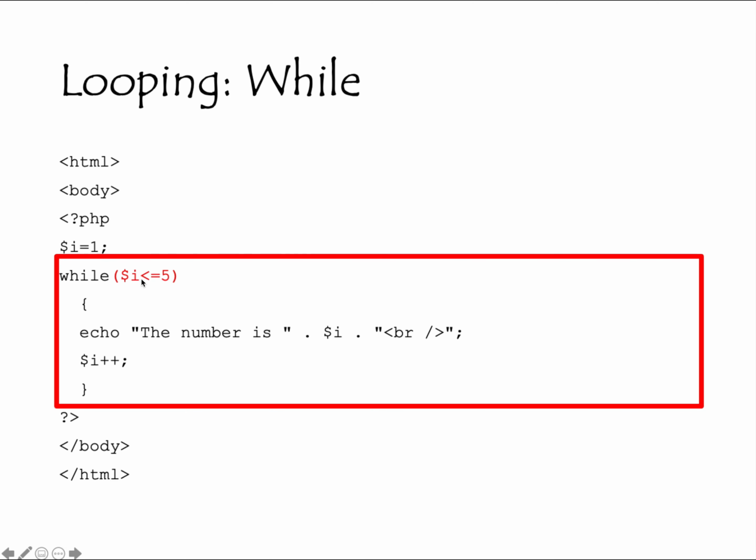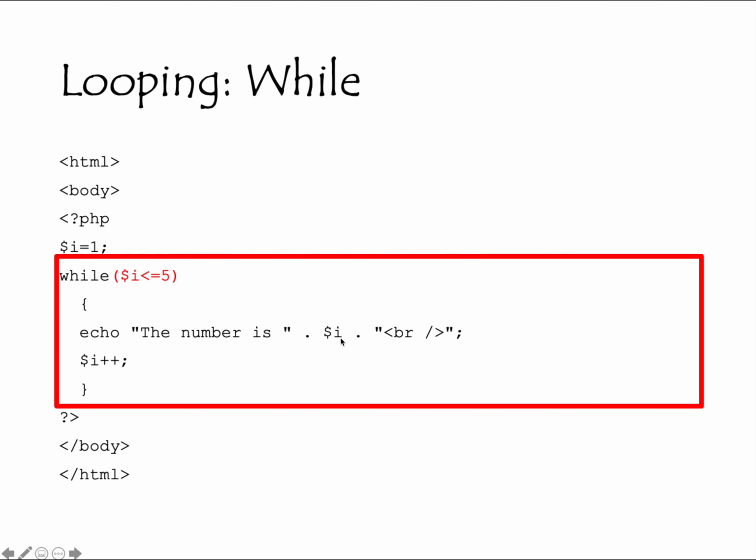Now let's go back to the while condition. 3 is less than or equal to 5. So the number is 3. Now with this line, $i is now 4. With 4, you will check the condition. Still it's less than or equal to 5. So the number is 4. Finally, now $i is 5 with this increment operation. 5 is still less than or equal to 5.